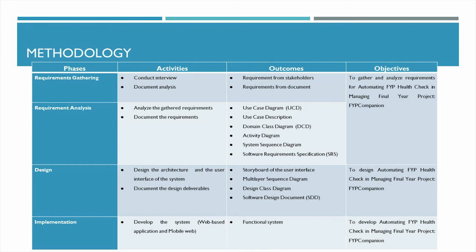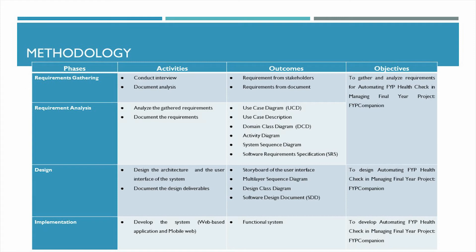In the design phase, I designed the architecture and the user interface of the system and documented the design deliverables in the SDD. The outcomes are storyboard of the user interface, multi-layer sequence diagram, design class diagram, and software design document. The objective is to design automating FYP health check in managing final year project, FYP Companion. Lastly, the implementation phase, where I develop the system. The outcome is a functional system, with the objective to develop automating FYP health check in managing final year project, FYP Companion.